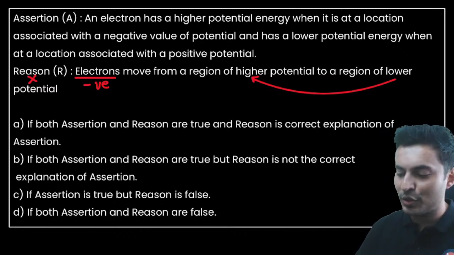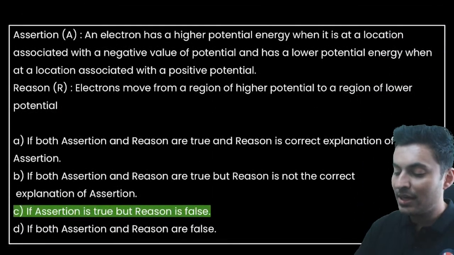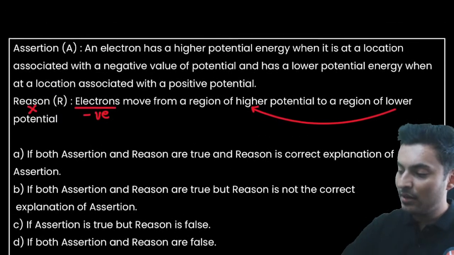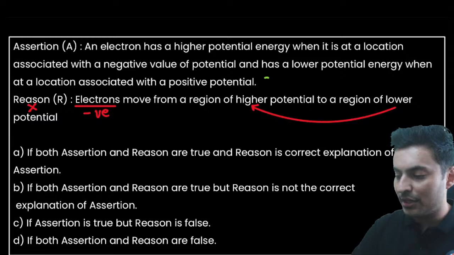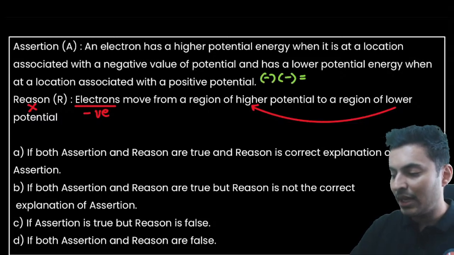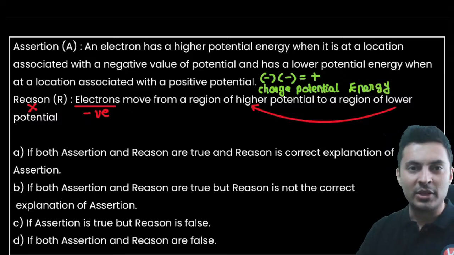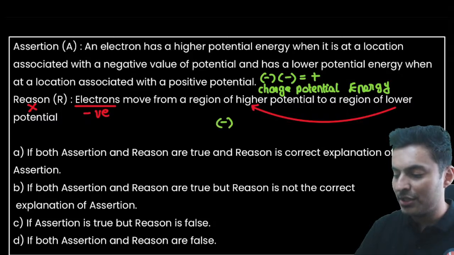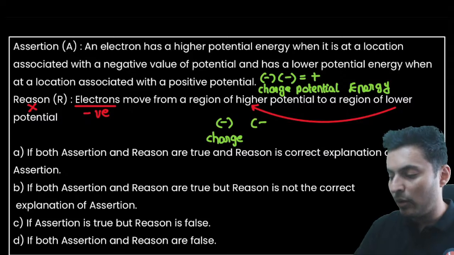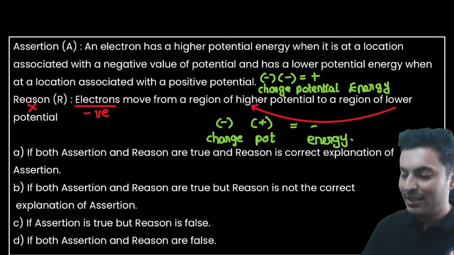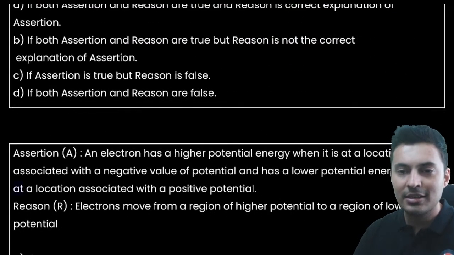Now you just need to check the assertion, whether assertion is true or false. Electron has higher potential energy when it is associated with a negative value of potential, and has lower energy when it goes to positive potential. I think this is correct. So guys, assertion is true and the reason is going to be false. And what is the reason for that? Well, see guys, when you have a negative charge and you multiply it with a negative potential, the energy becomes positive. So if you have a negative charge and you have a positive potential, then when you multiply it, the energy that you get will be negative. That means it is less. So hence the statement of assertion is definitely correct.